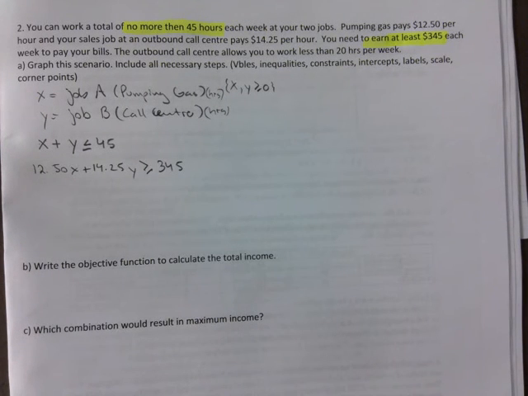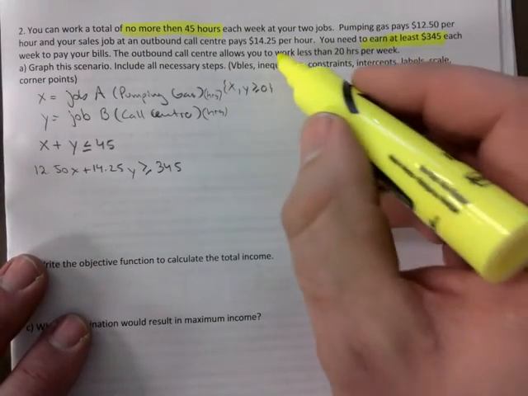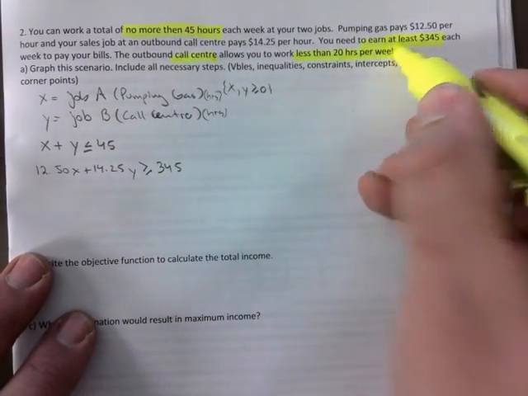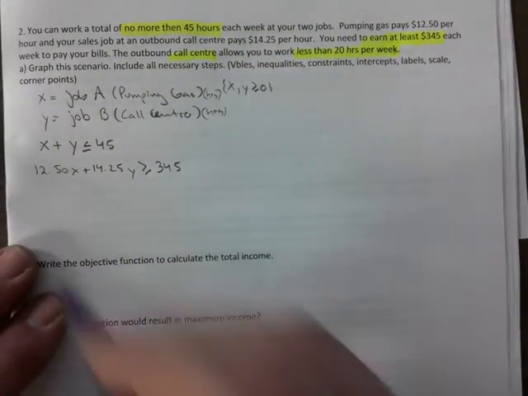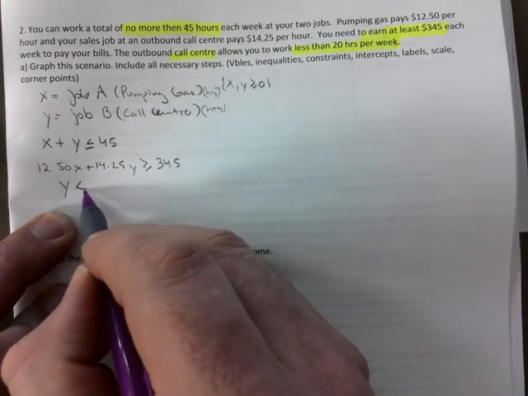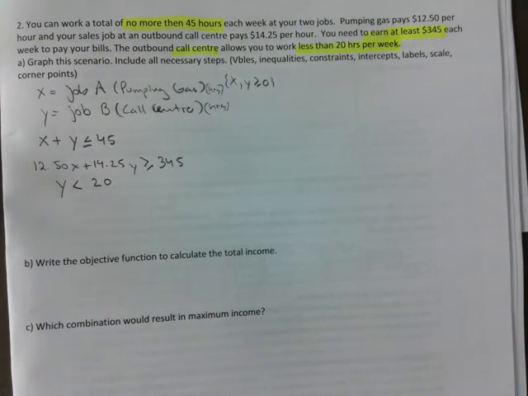You keep reading. The outbound call center allows you to work less than 20 hours per week, right? So call center, it's less than 20 hours per week. So you want to translate that to the number of hours at the call center have to be less than 20 hours. Did you catch the less than? It's not less than or equal to. This is the one example that has a dashed line. I just threw that in there. Okay.